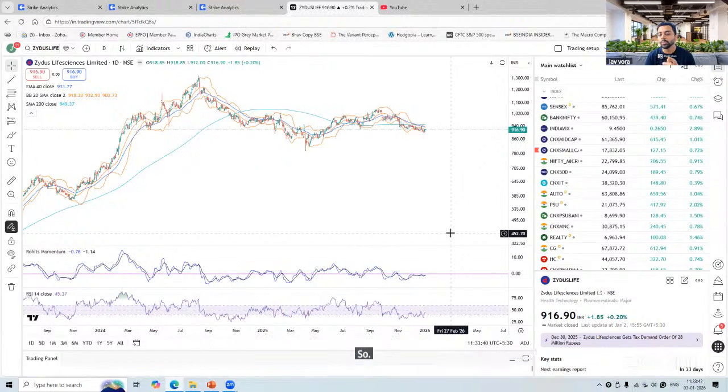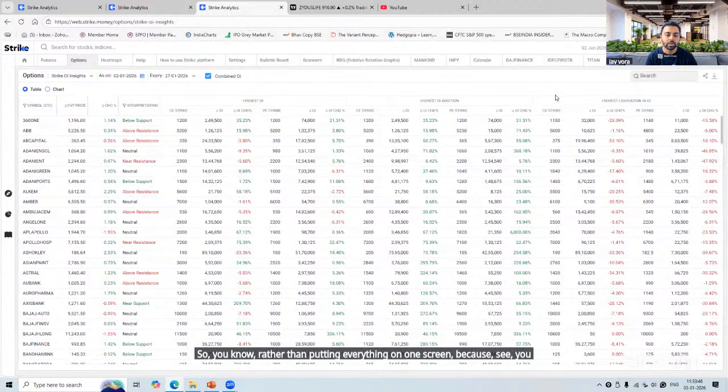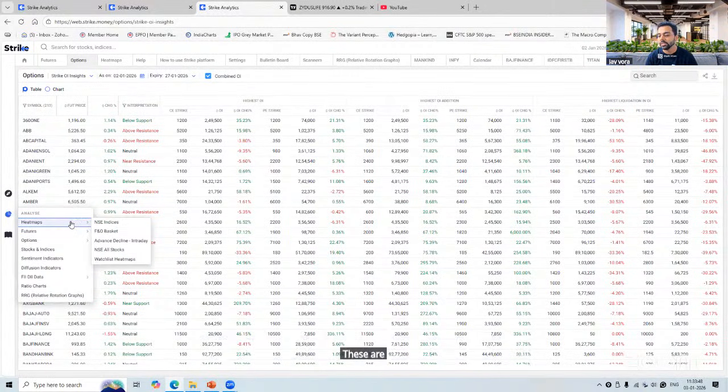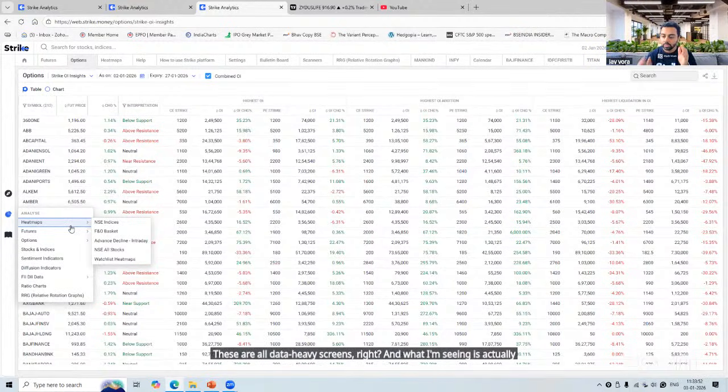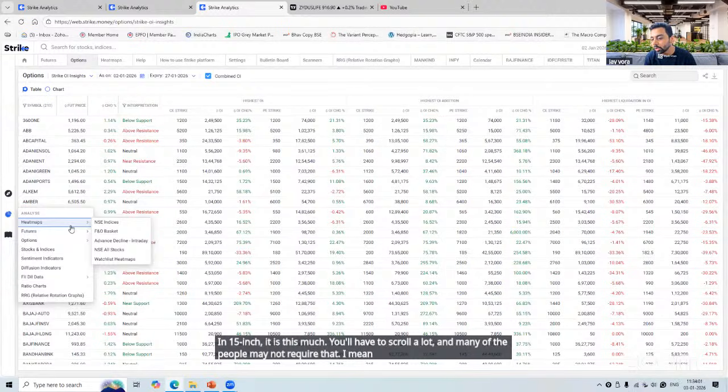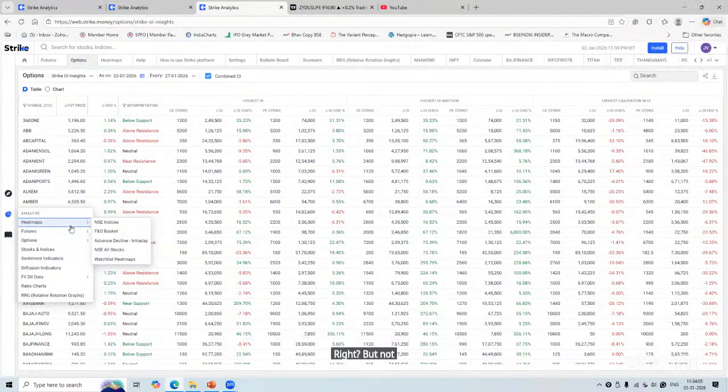Rather than putting everything on one screen, you will understand that these are all data-heavy screens. What I am seeing is actually 24-inch; in 15-inch, it is this much. You'll have to scroll a lot, and many people may not require that. I understand that you're looking from a long-term perspective, but not everyone will do that.